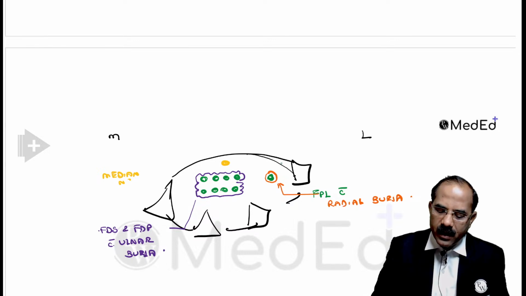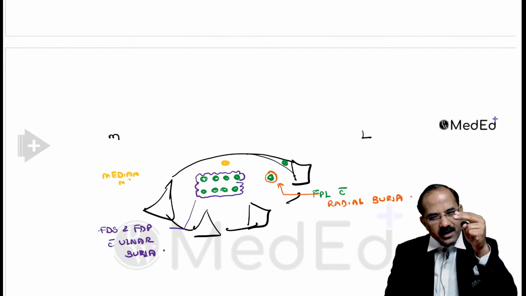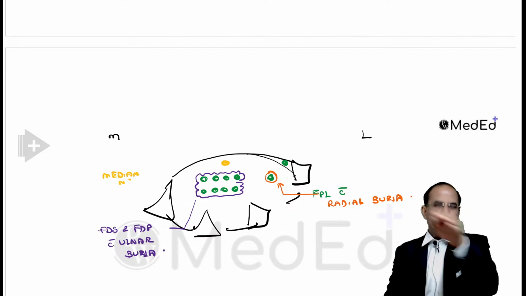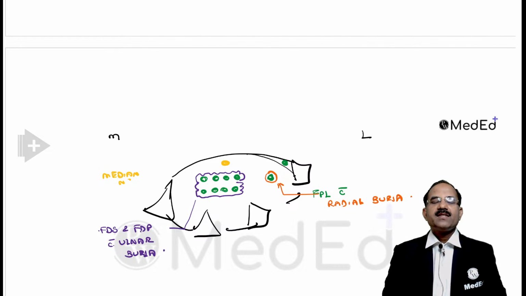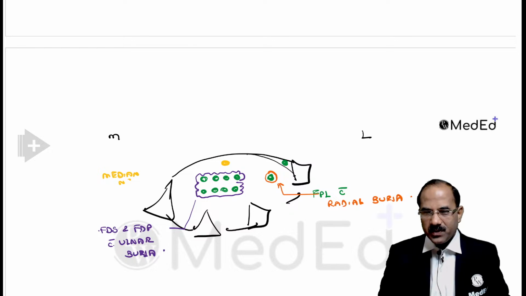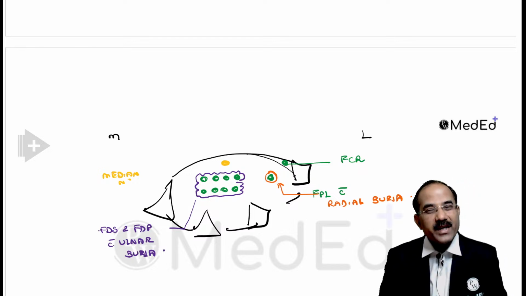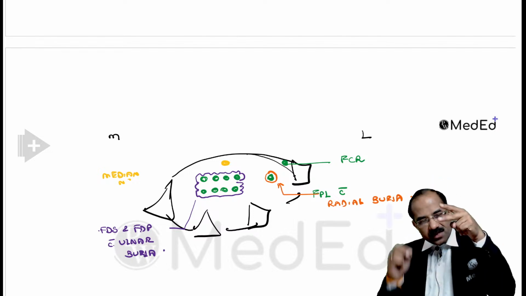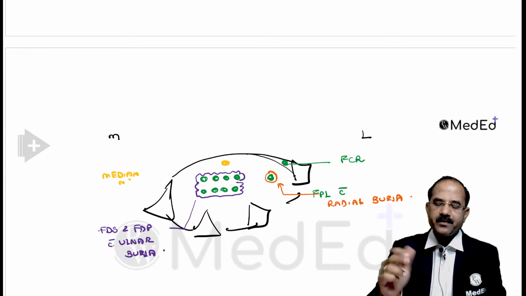Can anyone tell me what tendon is this which is passing by the flexor retinaculum? The flexor retinaculum divides into two slips. And what is this tendon which passes through the flexor retinaculum? Any guesses? This is the tendon of flexor carpi radialis. It doesn't pass through the carpal tunnel. It passes through the flexor retinaculum.